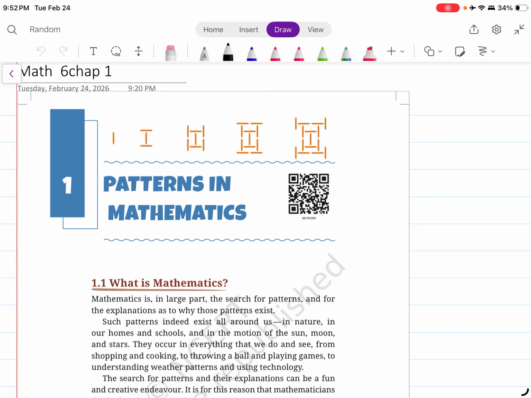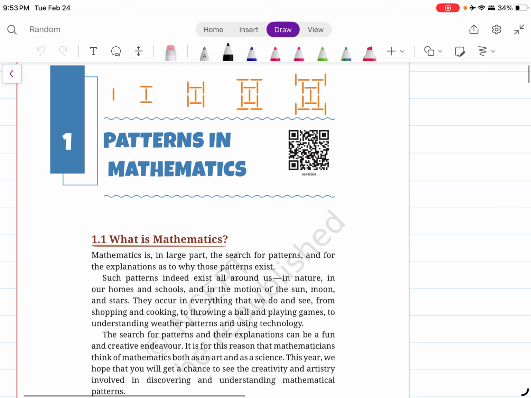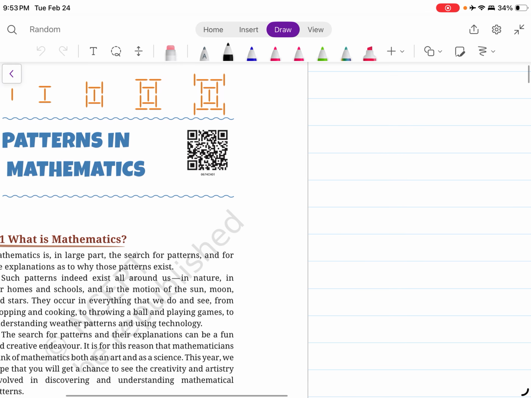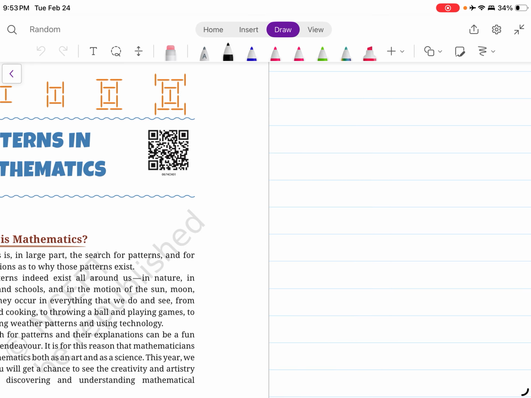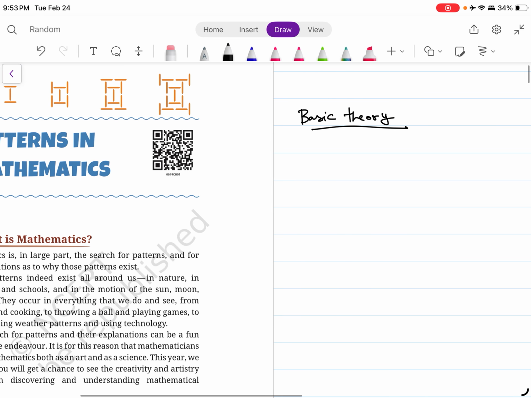So today we are dealing with class 6 chapter 1, math patterns in mathematics. The approach of this mathematics will be very simple. Some people will just tell you the basic theory, but here I will focus on both the theory part and the practice.